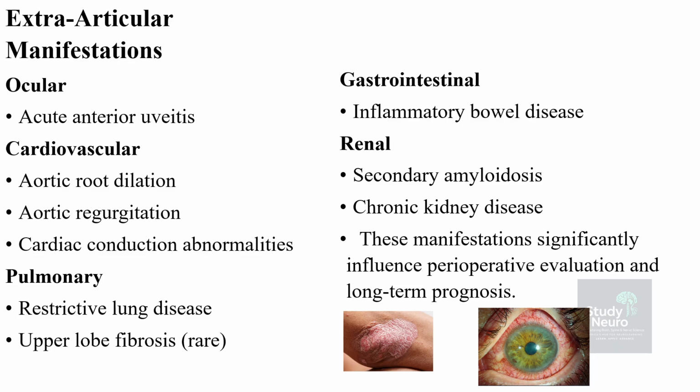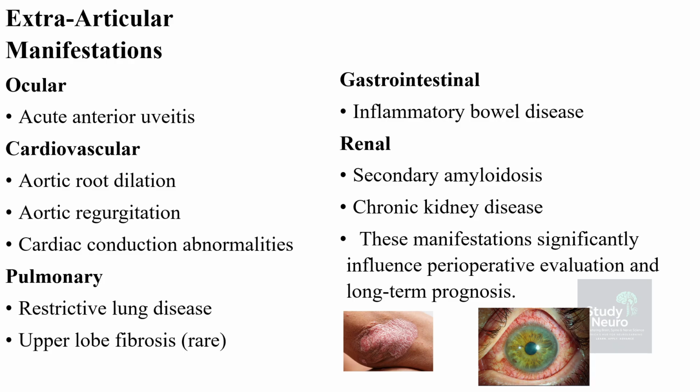Ankylosing spondylitis can affect organs beyond the joints and spine. The most common extra-articular manifestation is acute anterior uveitis, an inflammation of the front part of the eye that can cause significant pain and visual symptoms. Cardiovascular involvement may affect the aortic root and heart valves, while conduction abnormalities can also occur.